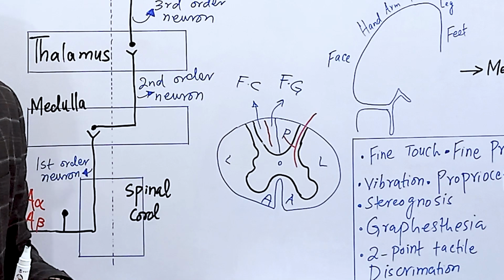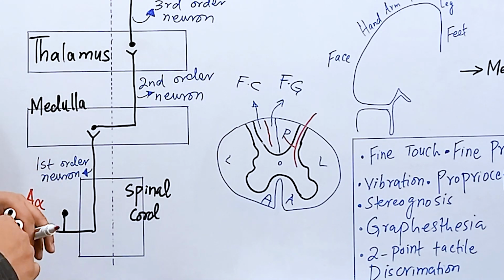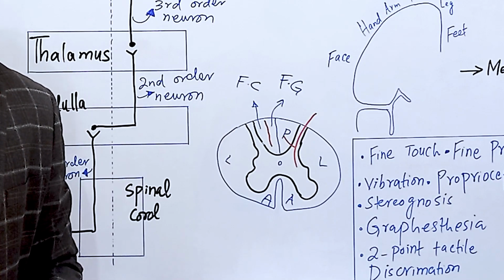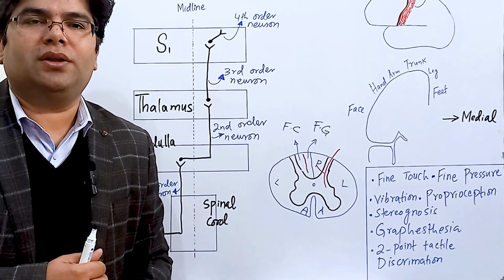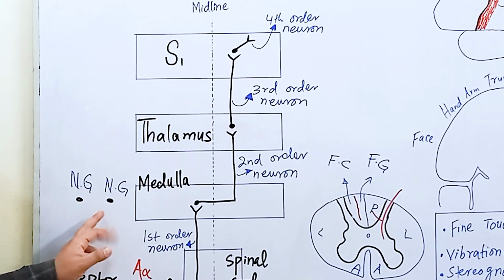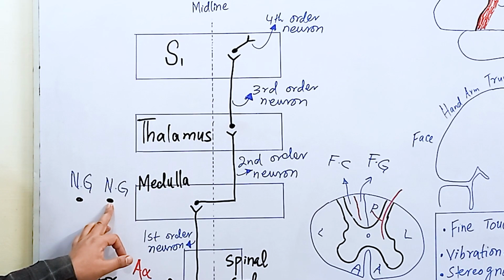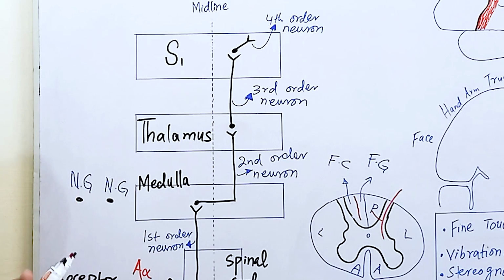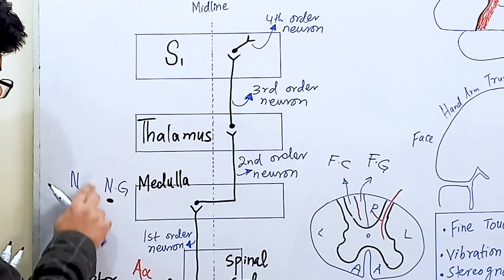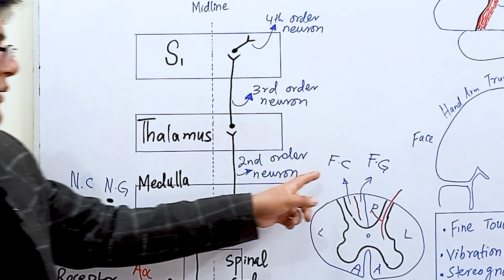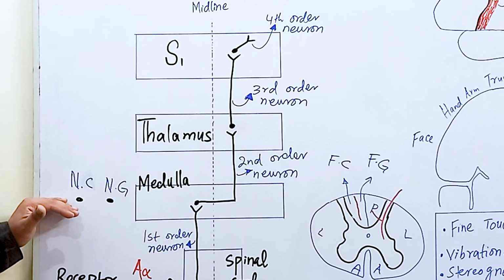In the dorsal part of the medulla, at the upper part, these nerve fibers synapse with two nuclei in the medulla, which are called the dorsal column nuclei. These dorsal column nuclei are the nucleus gracilis medially, which synapses with the nerve fibers in the fasciculus gracilis, and the nucleus cuneatus, which is present laterally, and it synapses with the nerve fibers present in the fasciculus cuneatus.